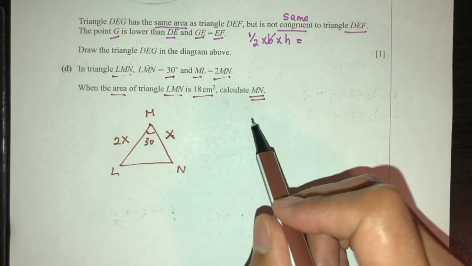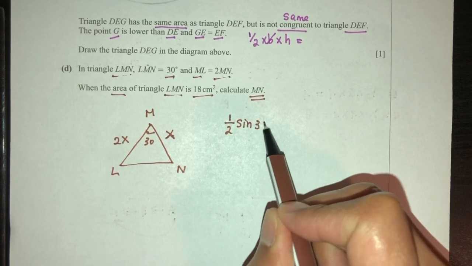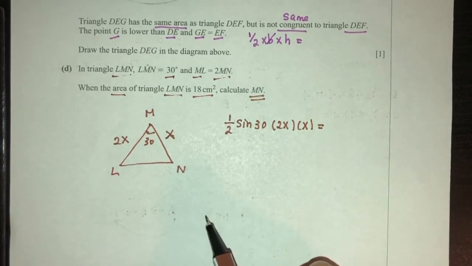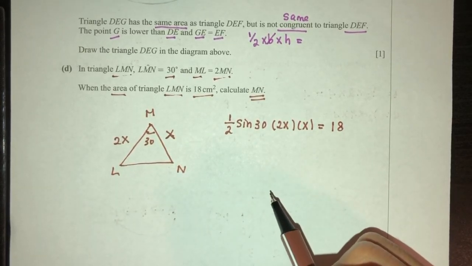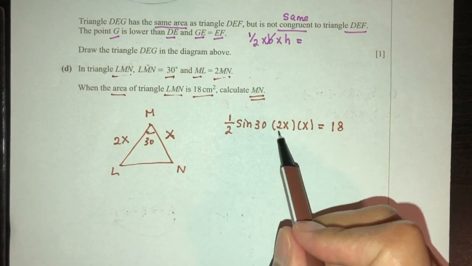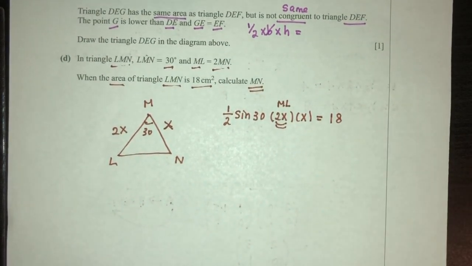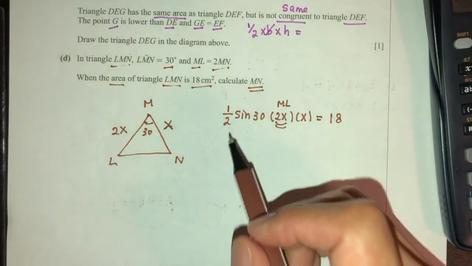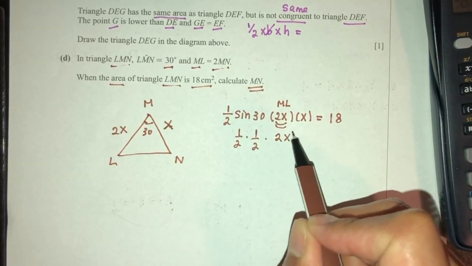So let's find the value of this. How would you find the area of a triangle? You will do half times sine of the angle times the two sides, which is 2x times x, is equal to 18. In this case we have to find 2x, right? Because ML is 2x. So let's solve. Sine 30 is equal to half, so half times 2x squared is equal to 18.